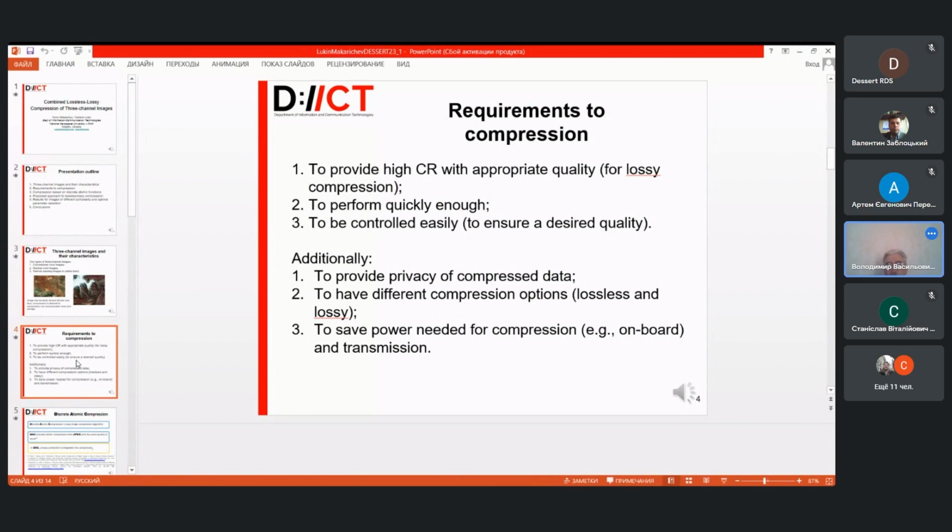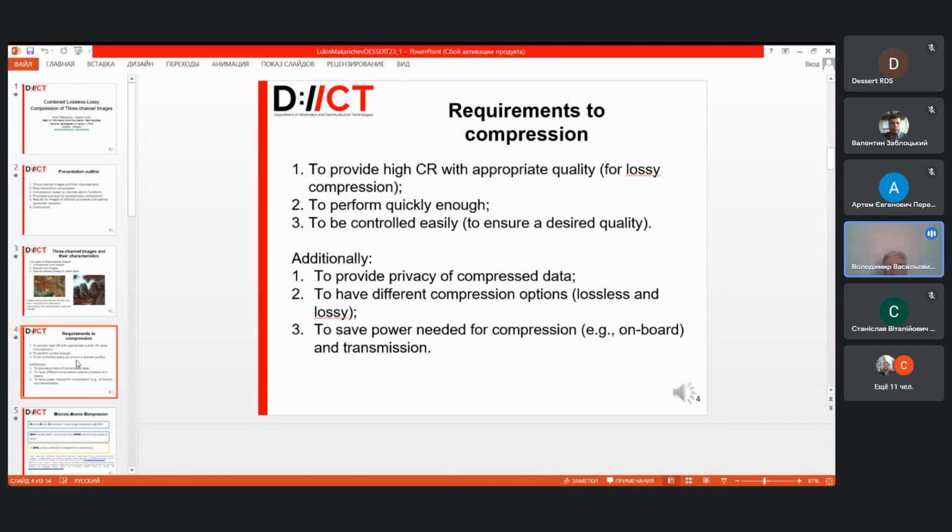At the same time, there can be additional requirements. First of all, it is often needed to provide privacy of compressed data. In particular, in medical image compression, it is desired to somehow hide information about patients. Next, it is desired to have different compression options, lossless and lossy. I will tell a little bit about this later.